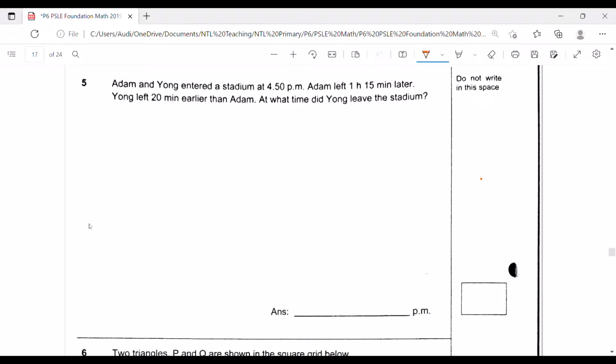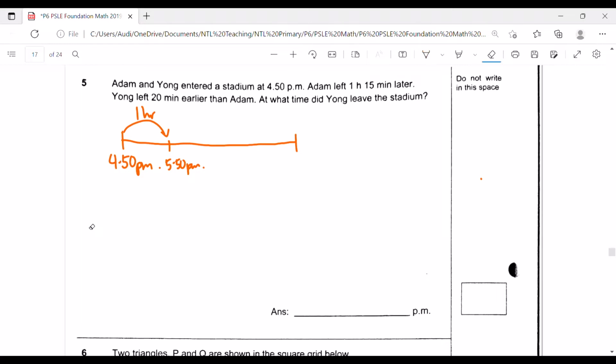Adam and Yong entered the stadium at 4:50 p.m. Adam left 1 hour and 15 minutes later. So what we'll do is we're going to draw a timeline. Entered the stadium at 4:50 p.m. Now Adam left 1 hour and 15 minutes later, so we'll do 1 hour first. So 1 hour from 4:50 will give us 5:50 p.m. And then 15 minutes after that.